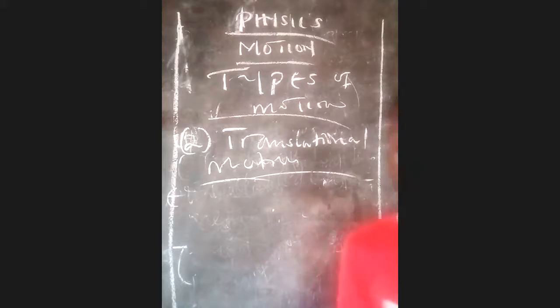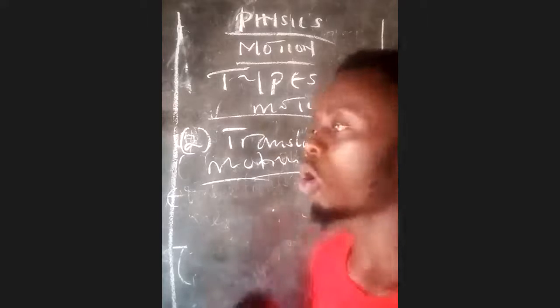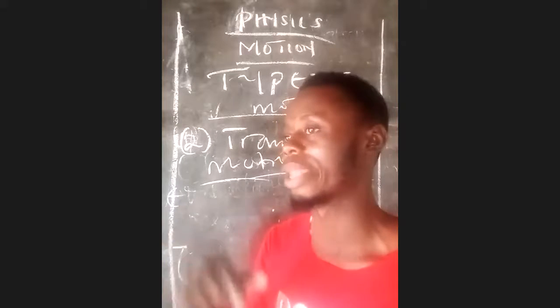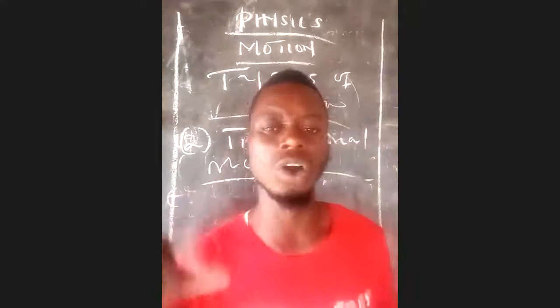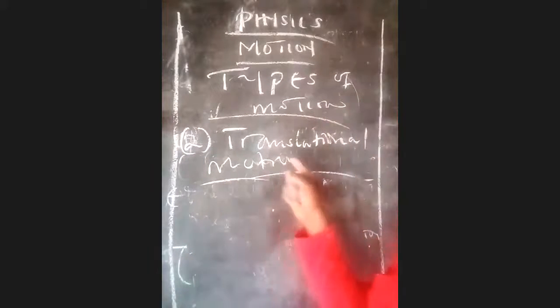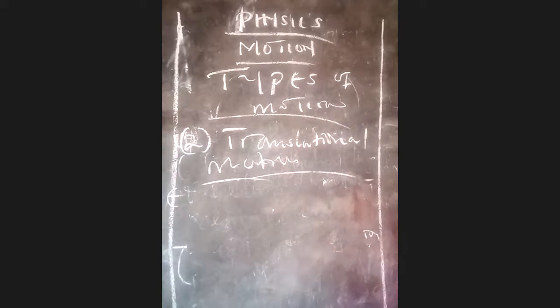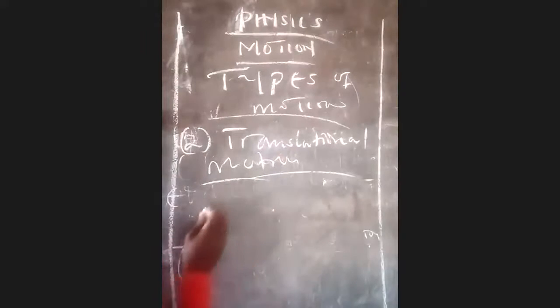We talked about random motion as a type of motion in which the body moves in a non-linear manner and changes direction continuously. Now we are moving to translational motion. What is translational motion? Translational motion is the type of motion which occurs when an object moves in a fixed direction. When an object moves in a fixed direction, we call it translational motion.